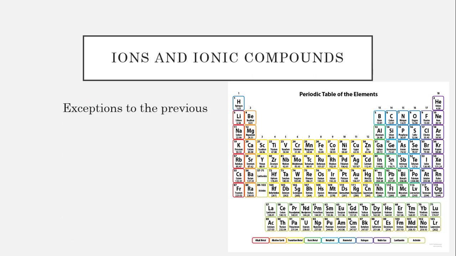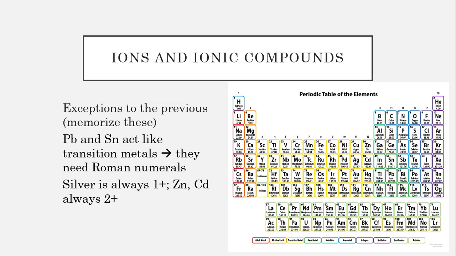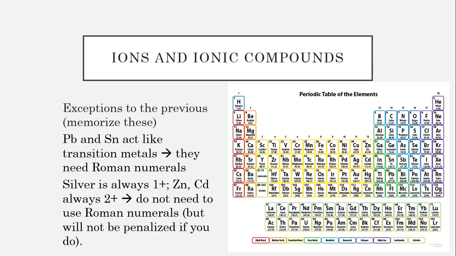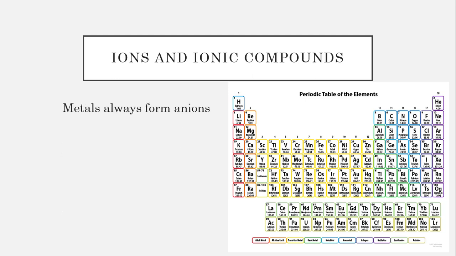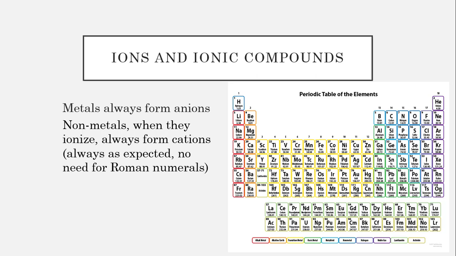There are some exceptions, and you need to memorize these. Lead and tin, which are representative elements, act like transition metals, and they need Roman numerals. Silver always forms a 1+ charge. Zinc and cadmium are always 2+. You don't need to use the Roman numerals, but if you do, you won't be penalized. Now remember, metals always form cations. Nonmetals, when they ionize, will always form anions. And the charges will always be as expected. There's never a need for Roman numerals there.